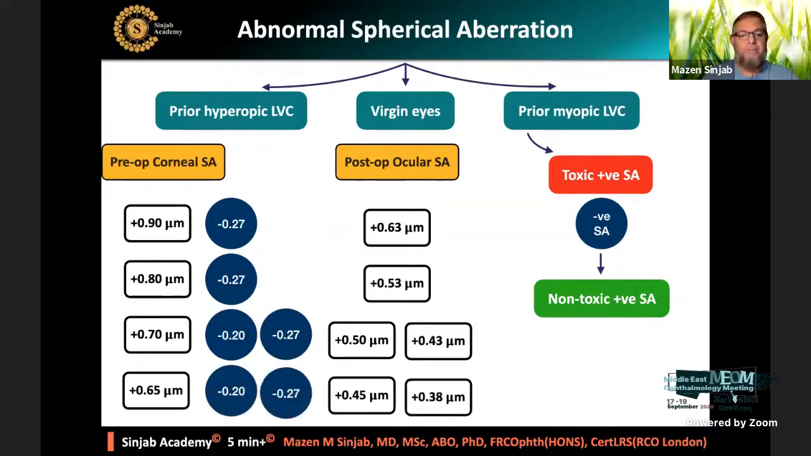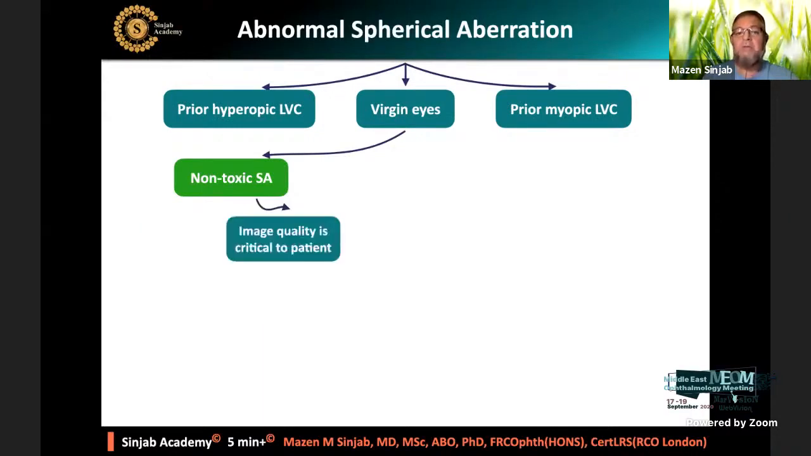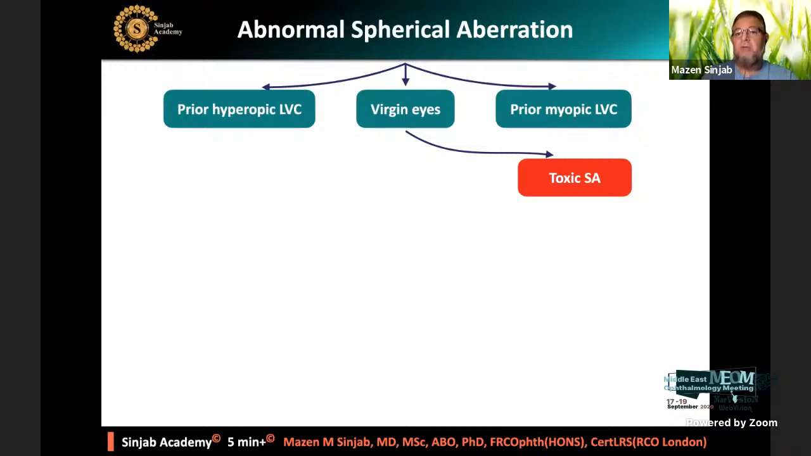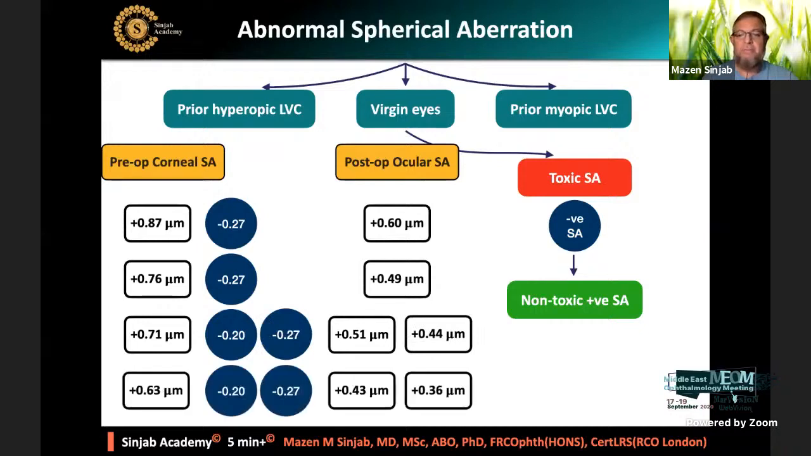However, in some cases, we may implant the minus 0.20, but it's better always to implant the highest minus spherical aberration in order to lower the positive spherical aberration as much as possible. We come to the virgin eye, the non-toxic spherical aberration. If depth of focus is critical, we maintain it. Otherwise, we have to neutralize it because in the virgin eyes, we know that the cornea has positive spherical aberration. And these are some examples. The virgin eyes very rarely have toxic spherical aberration, but of course, if so, we have to push it to be non-toxic positive spherical aberration. And these are the examples.